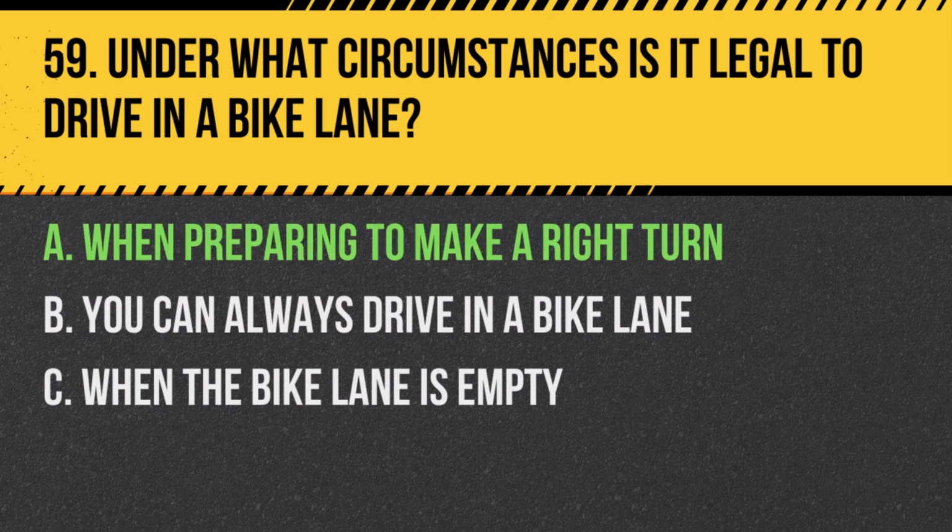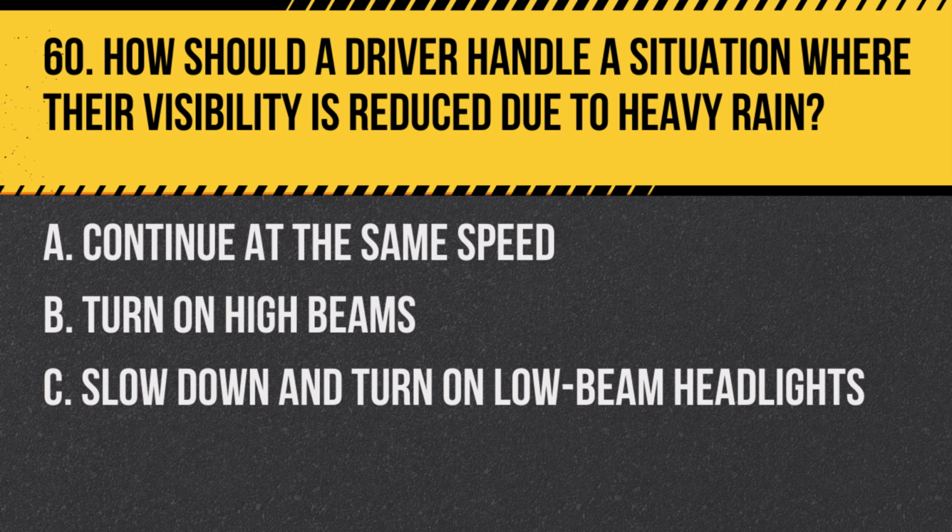Answer: A. When preparing to make a right turn. This is the only time a vehicle may legally enter a bike lane. Question 60. How should a driver handle a situation where their visibility is reduced due to heavy rain?